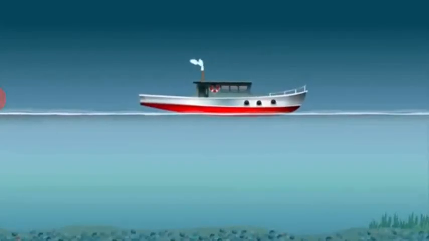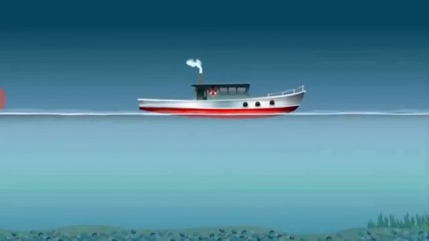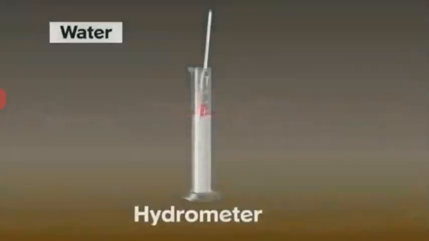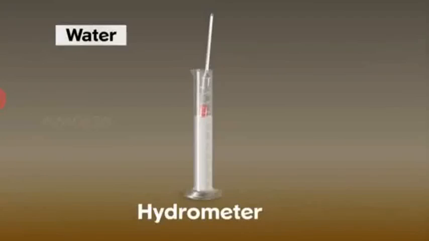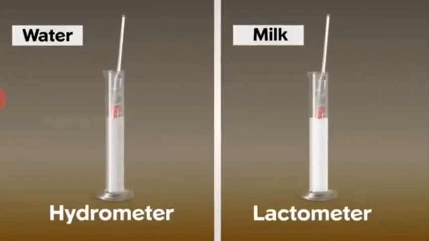Certain technologies today work based on the Archimedes principle. To name a few, the designing of ships and submarines, the hydrometer, which is used to find the specific gravity of a liquid, and lactometers, used to determine the purity of milk.